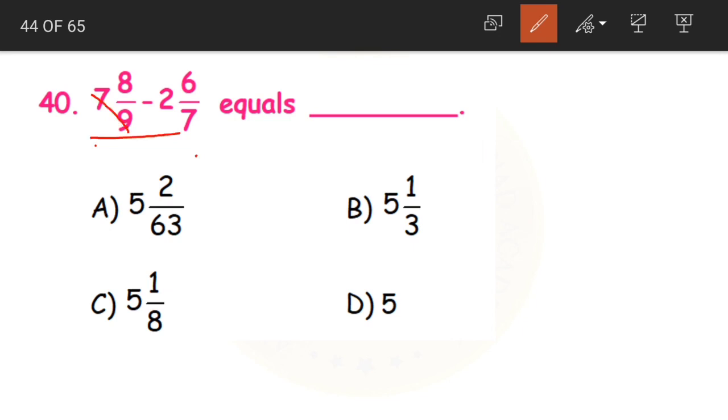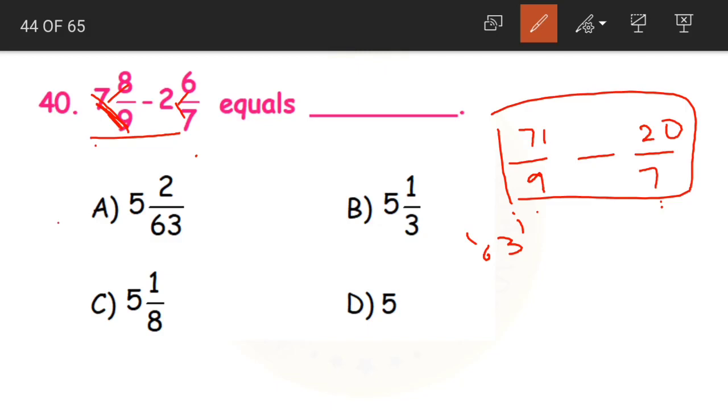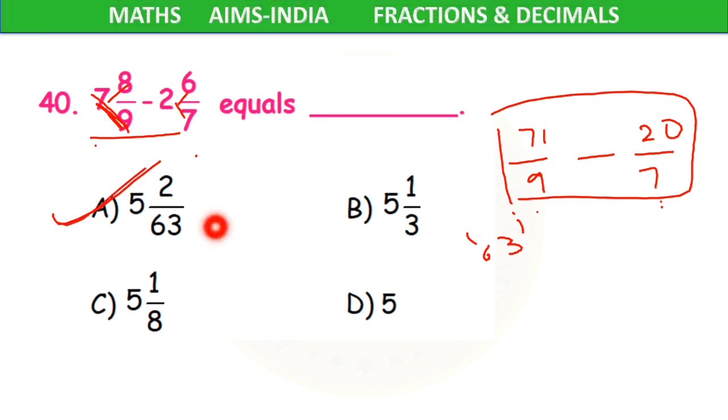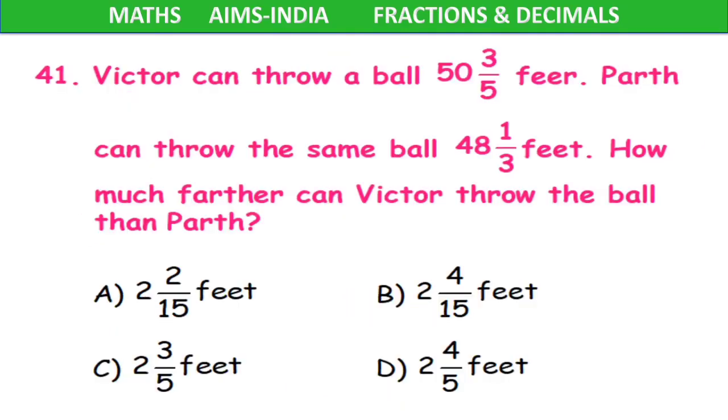Or else, if you are not comfortable doing the subtraction this way, first you can convert the given mixed fractions into improper fractions. Here 9 sevens are 63 plus 8 becomes 71 by 9, minus we have 7 twos are 14 plus 6 becomes 20 by 7. Now you can take the LCM of these two. The LCM becomes 63 and then convert this into like fractions and proceed with the subtraction. Understood, children? But for now, what is the correct answer for the question? Option A, 5 2 by 63 is our correct answer.